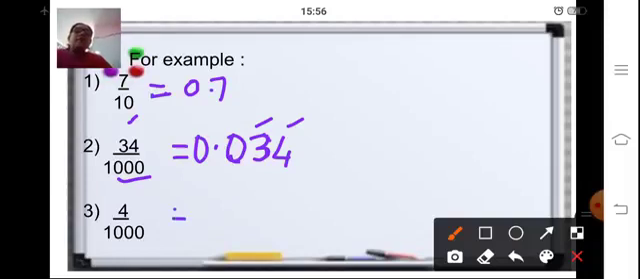The third sum is 4 upon 1000. Write the number 4 as it is. Now in the thousands place there are 3 zeros. To equate the number, you will add zeros. One place is always there, so for the other two places you will add 2 zeros. So 1, 2, 3. In the denominator also you have got 3 zeros. Now you put a decimal point and then add 0 for the whole number. This is how you have to convert decimal fractions to decimal numbers.